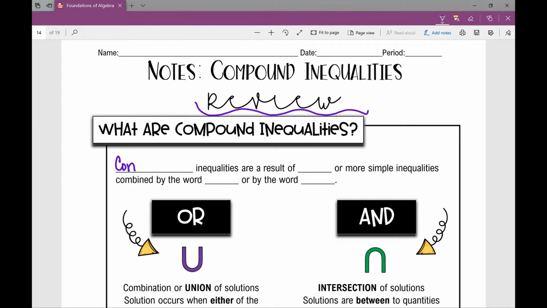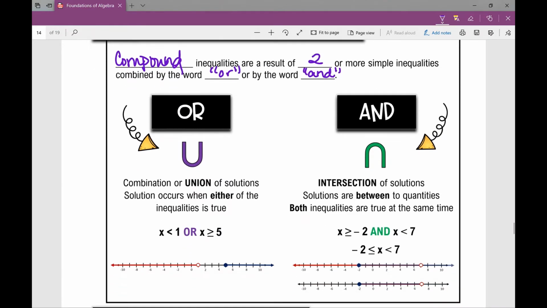Well, compound inequalities are a result of two or more simple inequalities combined by the word or by the word and. So whereas yesterday we dealt with algebraic inequalities, just a simple inequality, today we're going to be dealing with multiple inequalities together, and we're going to be graphing both of them together on the same number line. So these are our two types of inequalities.